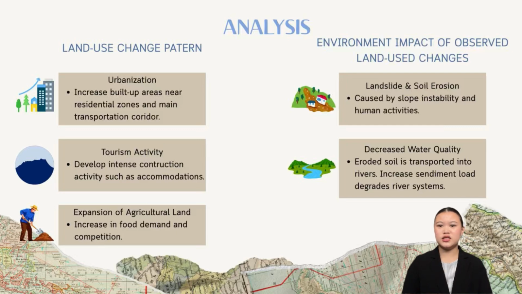Furthermore, the conversion of forests to urban and agricultural land reduces the natural capacity of the environment to absorb rainfall, leading to higher surface runoff. This not only worsens the erosion, but also places additional stress on river systems and nearby communities.